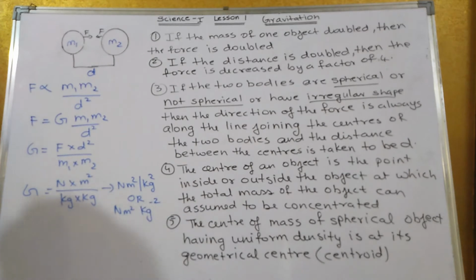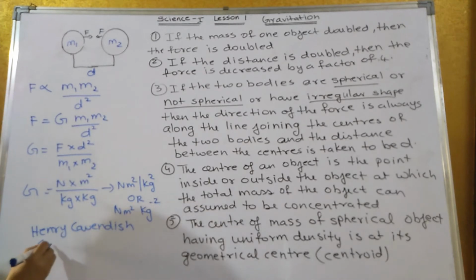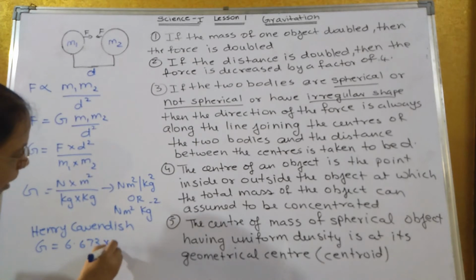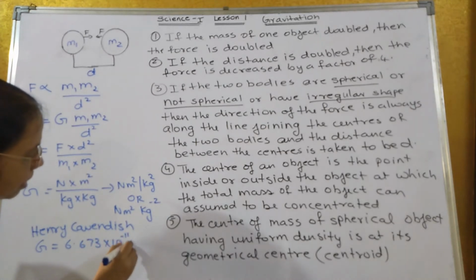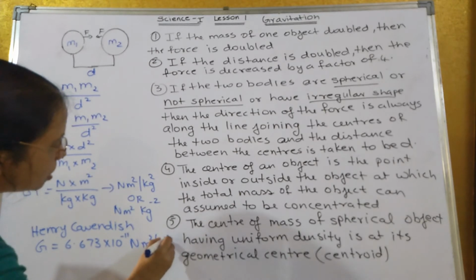Now Henry Cavendish was the scientist who found out the value of G. Henry Cavendish found out the value of G, which was equal to 6.673 into 10 to the power of minus 11 Newton meter square per kg square.